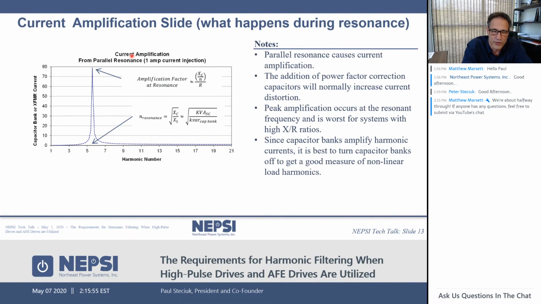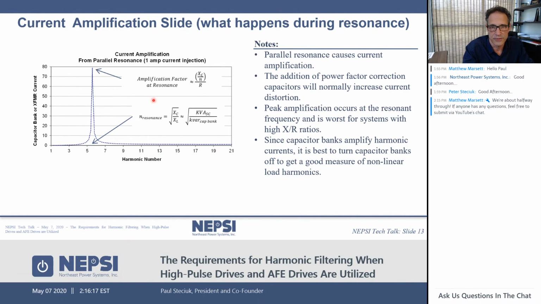So what happens during resonance? We get current amplification. And what I show here is that you have up to 80 times current amplification from a drive. So if you have a drive that's putting out very low levels of harmonic current, but it corresponds to the resonant frequency of your network, you can have a significant amplification of harmonic current.